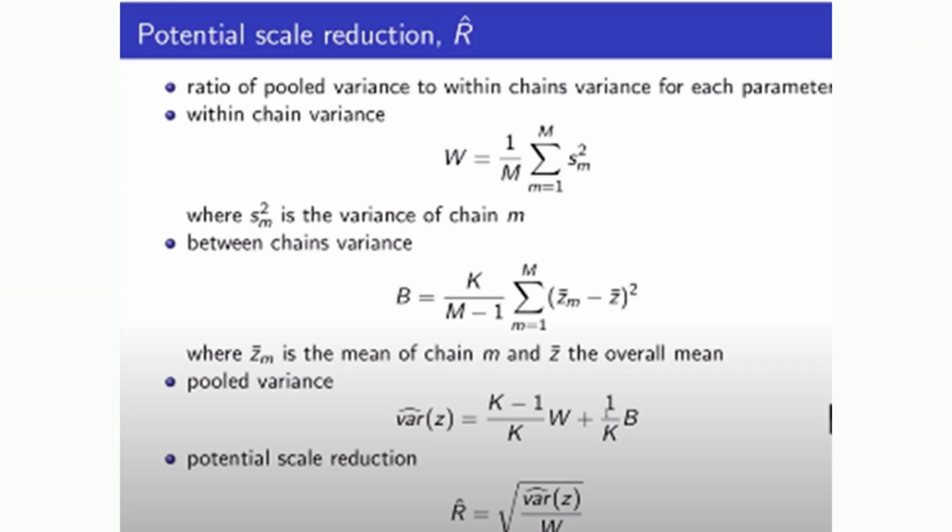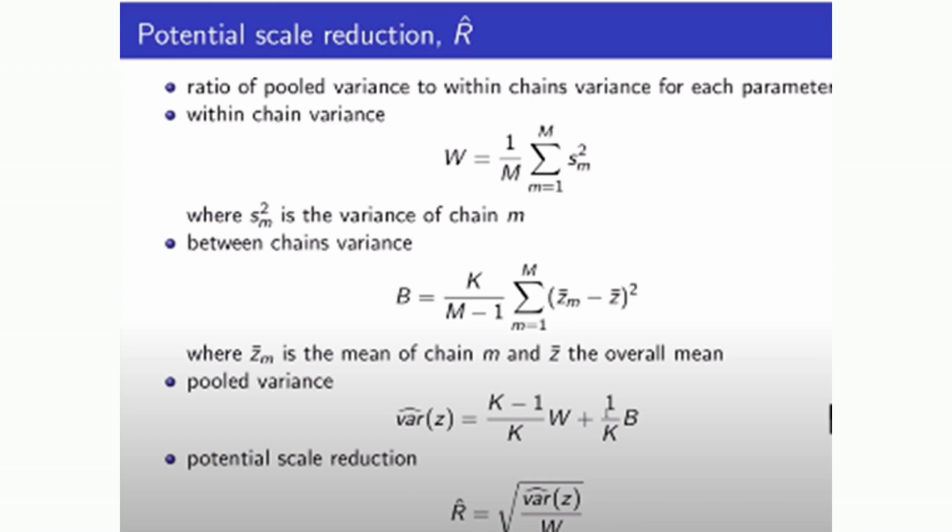The idea behind it is essentially variance analysis between chains. Even if you have a single chain, you can split it into segments to assess convergence. The way it works is that we compare the pooled variance, the overall variance obtained by pooling all iterations from all chains, with the average variance within each chain.